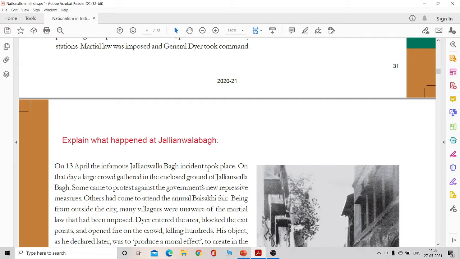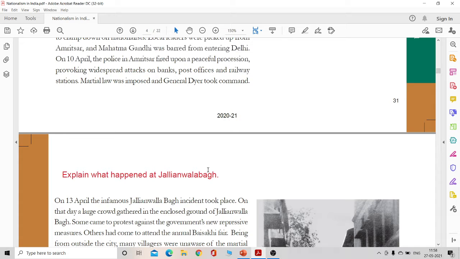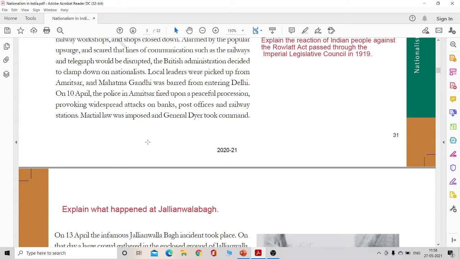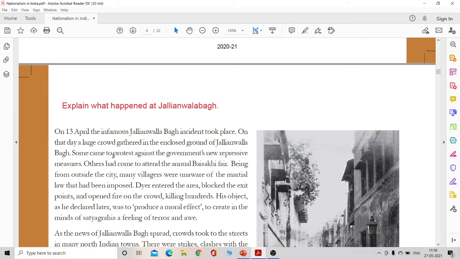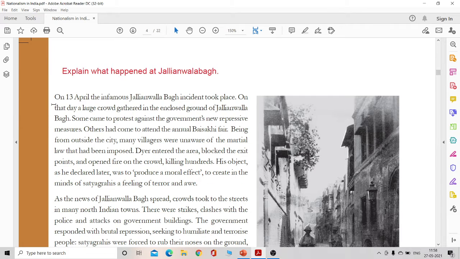Now, this is a very direct question, and it's a well-known event, a well-known tragedy that happened in India. So you will start from here. On 10th April, the police in Amritsar fired upon a peaceful procession, provoking widespread attacks on banks, post offices, railway stations. Martial law was imposed and General Dyer took command. So he was the one who gave the order.